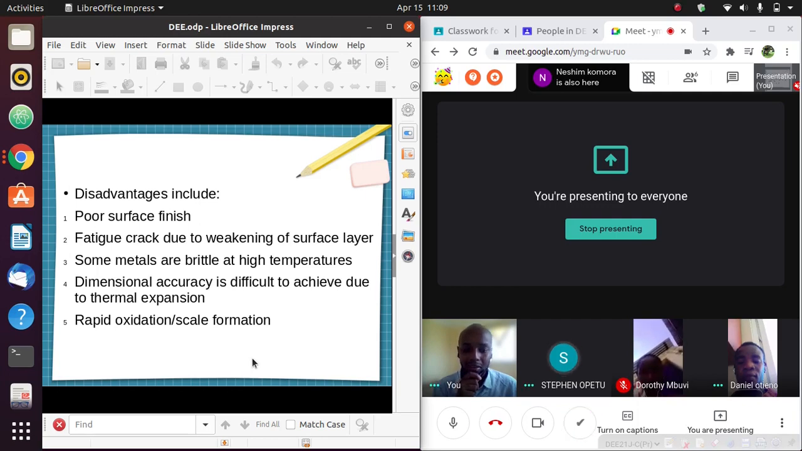Dimensional accuracy. It's very difficult to achieve because you have to take into consideration the expansion and the contraction of that metal. So if I'm going to be making a material, let's say 10 centimeters by 10 centimeters, then I have to take into consideration that that metal will expand and it will contract once it cools down. So itakuwa ngumu sana kucheza na hizo the accuracy of those dimensions.